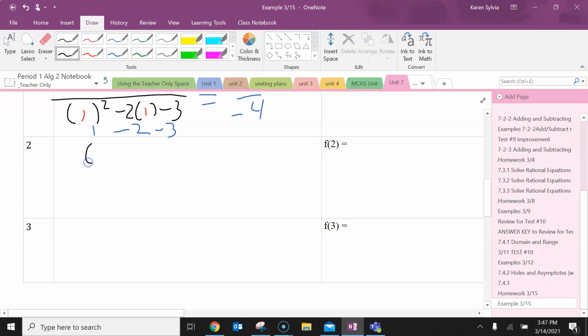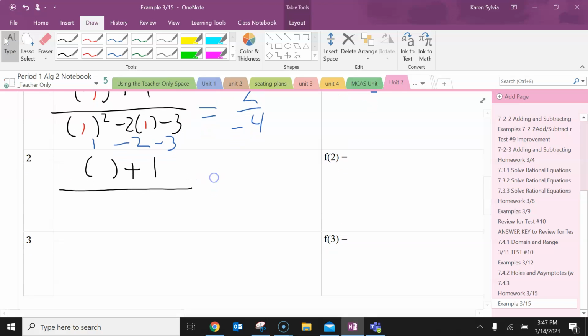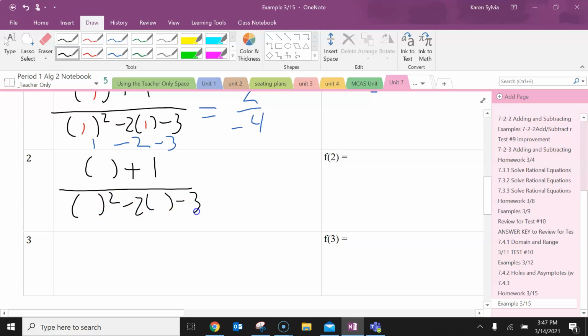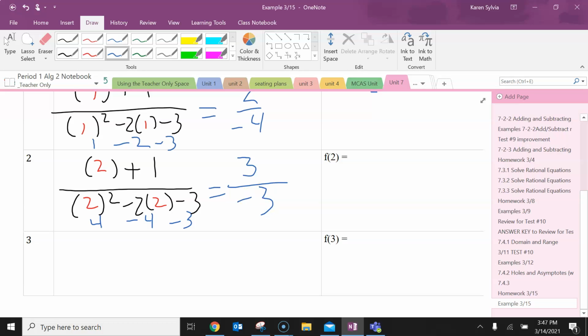Again, now when x equals 2, set up again, plug in 2. The numerator is going to become 3. The denominator is 4 minus 3. That gives me -3. So f of 2 equals -1.